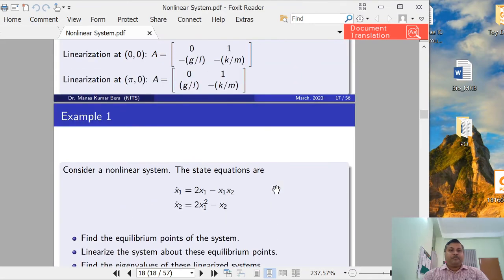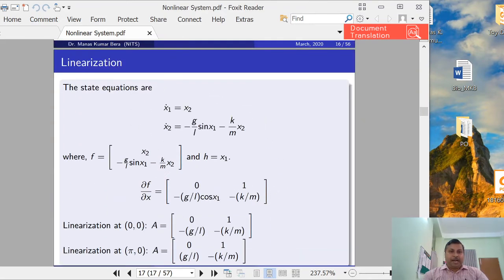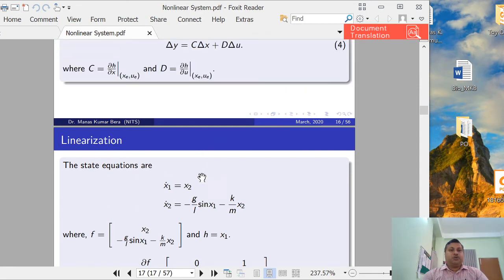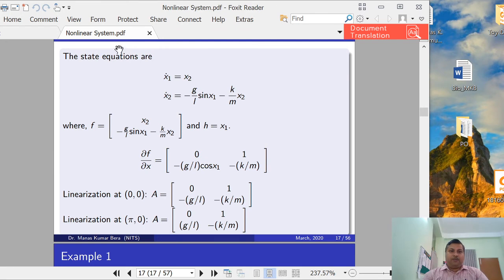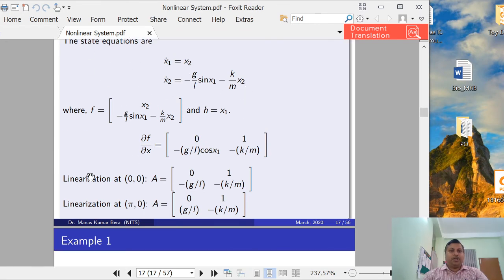Okay, so here you see this is the pendulum equation, and we have understood that there are two equilibrium points, 0 0 and pi 0, and the other equilibrium points are repetitions of these. Now if we linearize this nonlinear equation, we get this A matrix for the 0 0 equilibrium point, and for the linearization about the pi 0 equilibrium we get this A matrix. Now if you compute the eigenvalues of the A matrix linearized about the 0 0 equilibrium point, you will find that it is a stable equilibrium point.